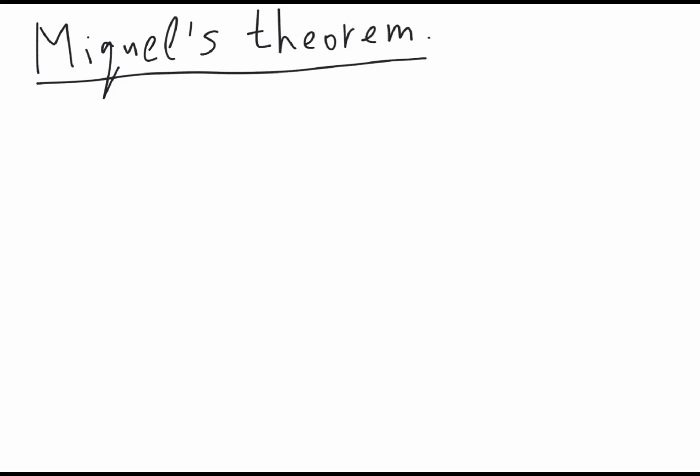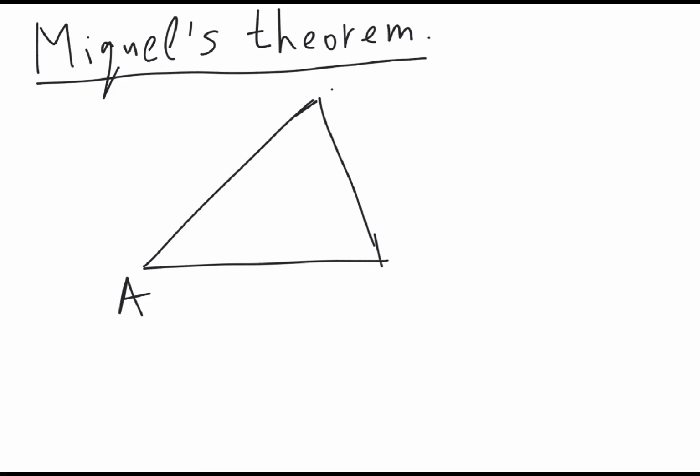Okay, in this video I'm going to talk about Miquel's theorem. The theorem can be stated as follows. We have a triangle ABC, and we choose three points on the sides of this triangle, arbitrarily.